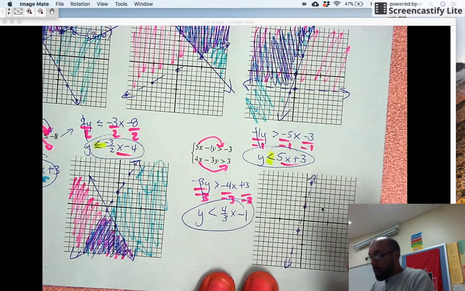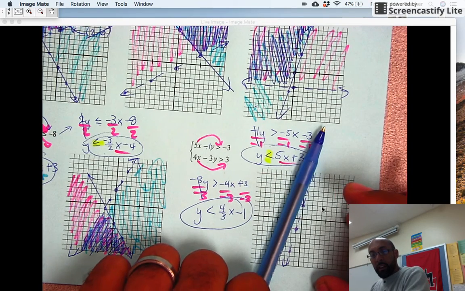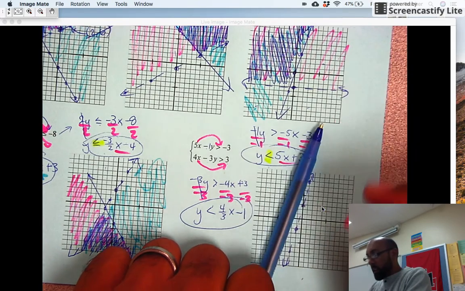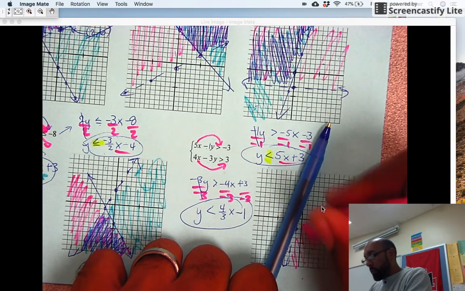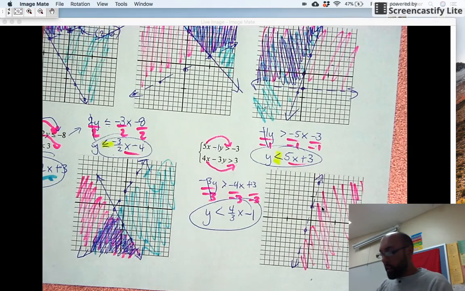Now this one's a little harder to see where it's shaded, but we can still do this. Now remember, which way is it leaning? It's leaning to the right, and it says y is less. So that means if it's leaning to the right, that less is over on the right side. Okay. Let's go to the next one.